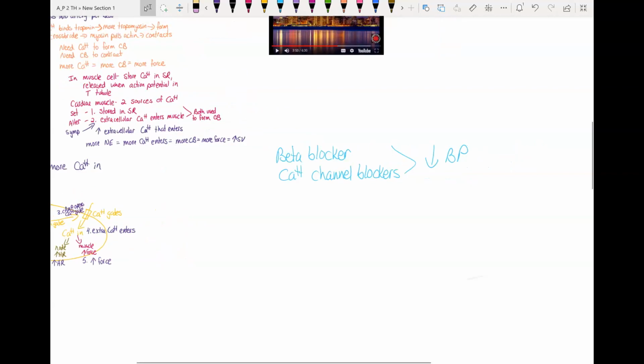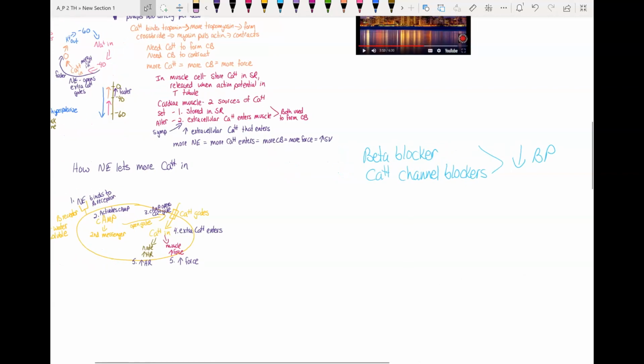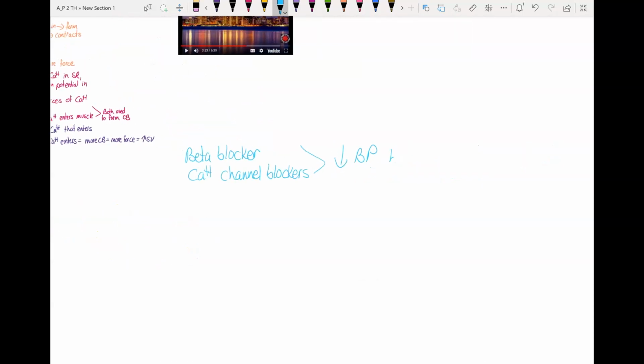And the way they reduce blood pressure, your blood pressure is related to your heart rate and your stroke volume. So if you can reduce heart rate and stroke volume, you will reduce blood pressure. So they reduce blood pressure by reducing heart rate and stroke volume. Well, you can do that by blocking the extra calcium that norepinephrine causes.